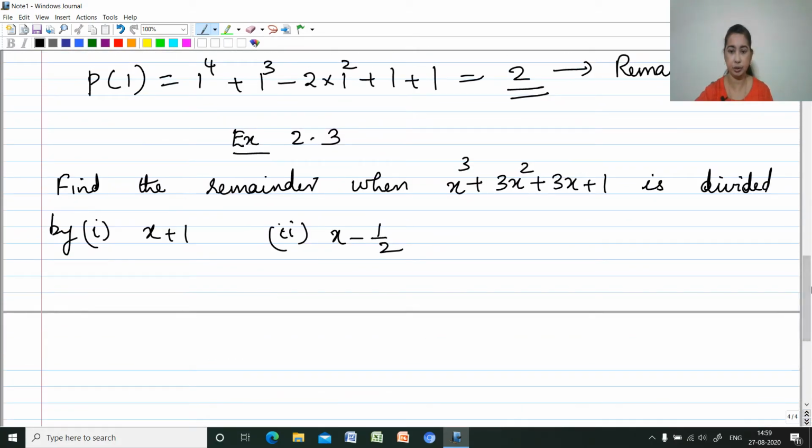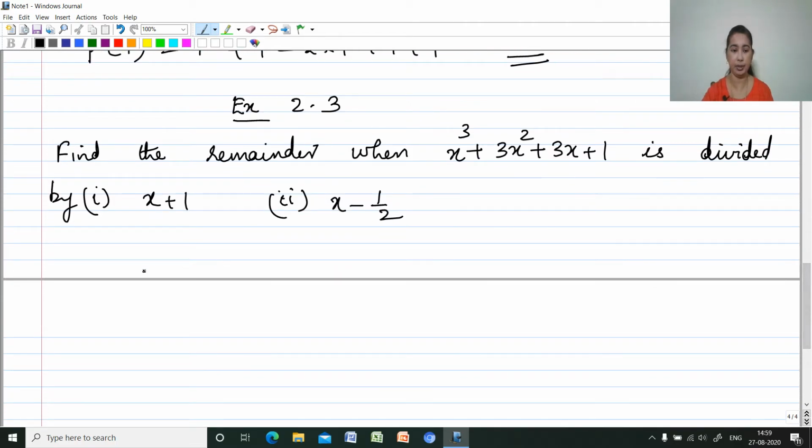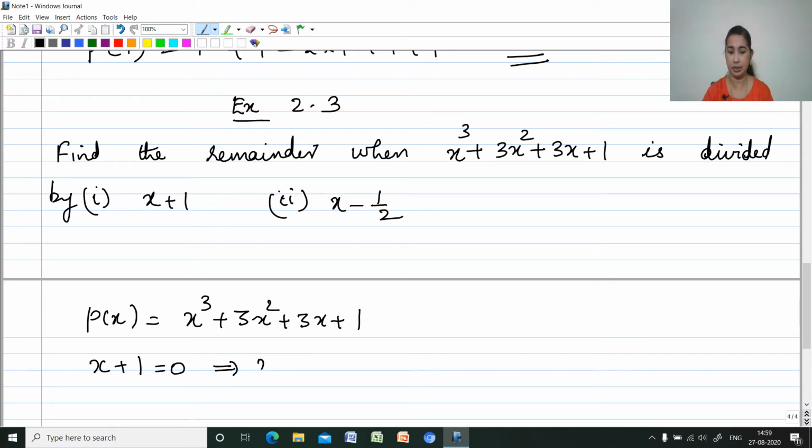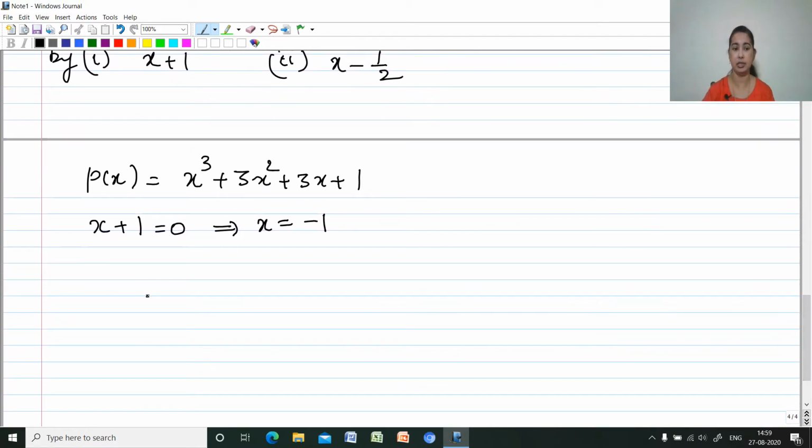So take the polynomial first. Let the polynomial be p of x, and p of x we can write as x cube plus 3x square plus 3x plus 1. Then take the linear polynomial. The linear polynomial is x plus 1, equate it to 0 and find out the value of x. The value of x is minus 1, and substitute in the polynomial p of x, so that we will get p of minus 1.